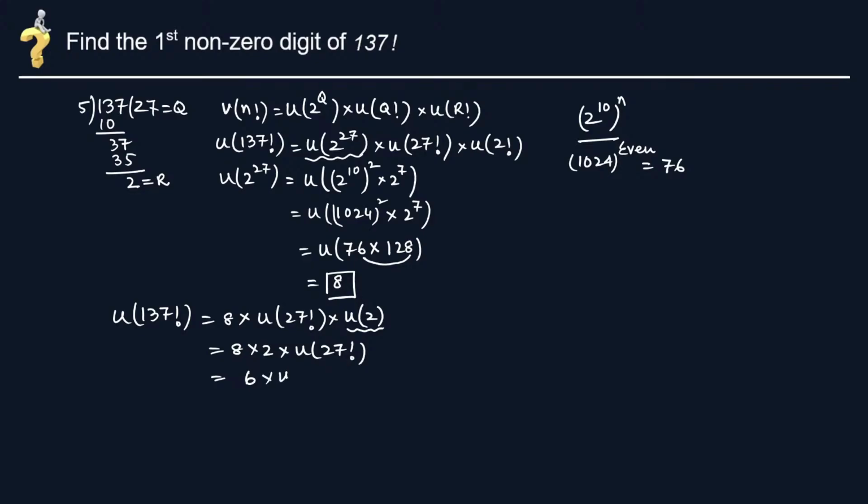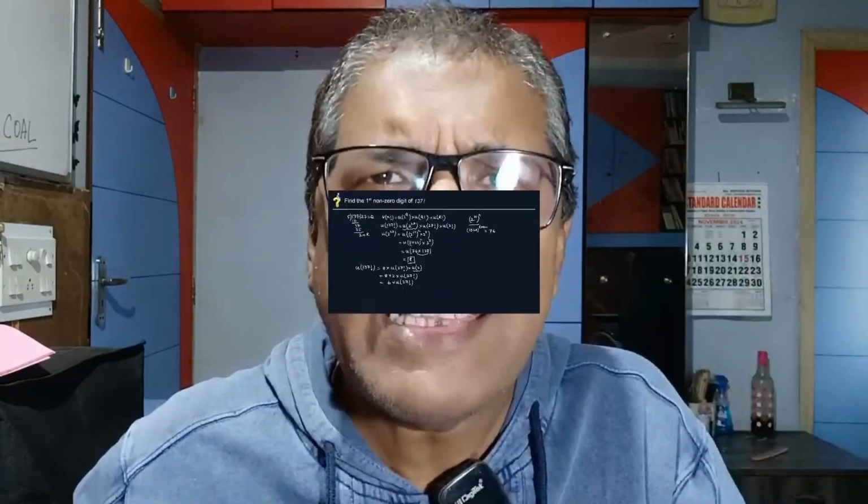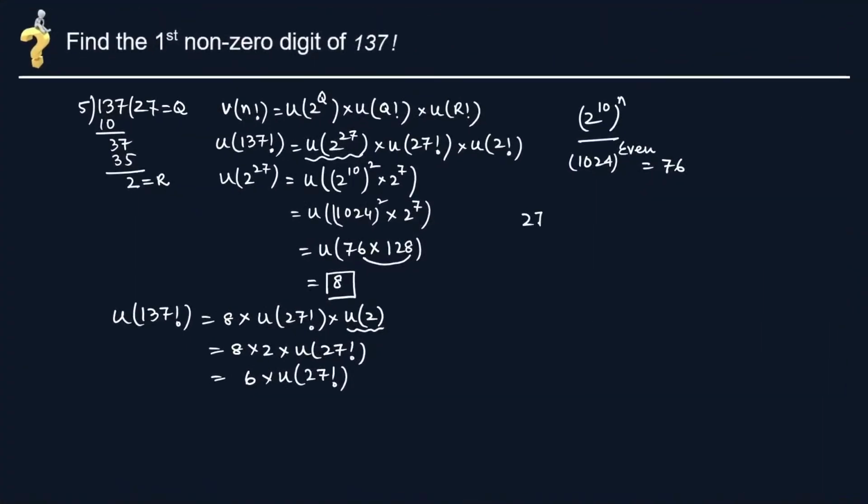And now the big question is how to find out factorial of 27. What is the first non-zero digit of factorial 27? Apply the same method. 27, you simply divide it by 5. So it gives us the quotient and the remainder.